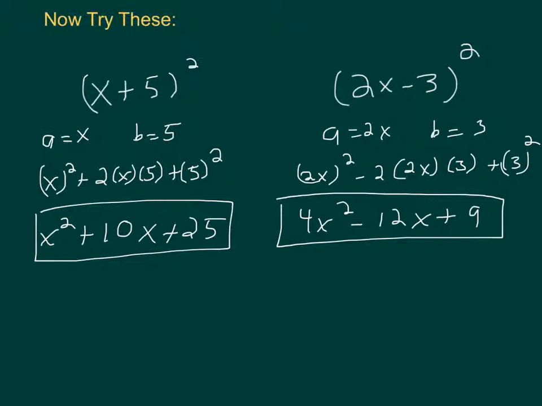Alright, and so here are your final answers. On the left, we end up with x squared plus 10x plus 25, and on the right, we get 4x squared minus 12x plus 9. Feel free to pause the video, double-checking your work if you got something different.